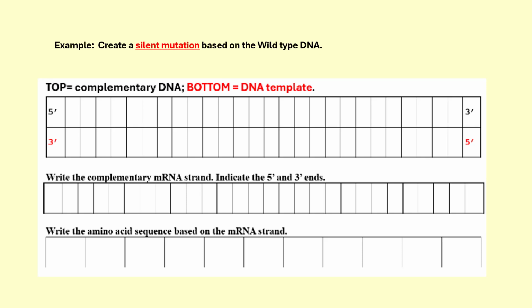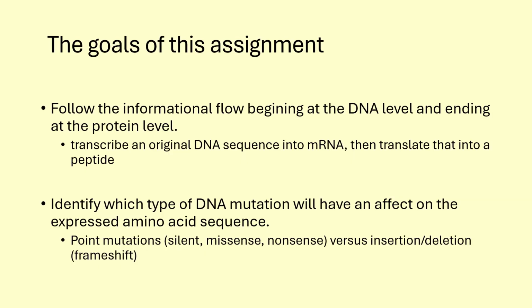After filling in the mutated DNA sequence, you're going to transcribe that into its complementary messenger RNA strand, and finally translate that into its amino acid sequence. You'll repeat this process by mutating the wild-type DNA strand to create a missense mutation, a nonsense mutation, a deletional mutation that leads to a frameshift, and finally a deletional mutation that does not result in a frameshift. And that will complete the assignment.